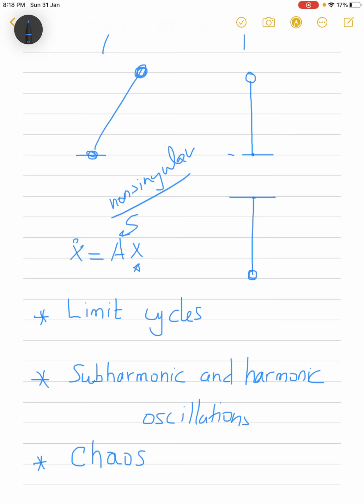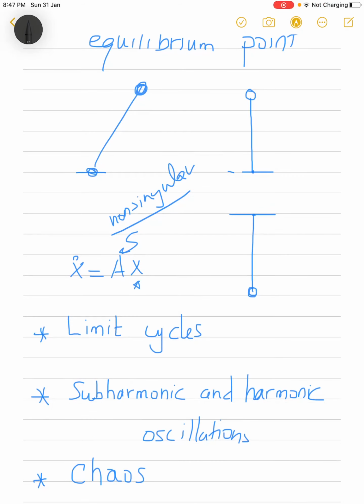In our course here, we will talk about limit cycles briefly. We will talk about the equilibrium points and their stability in detail, and we will see how to design systems to stabilize the operating point.